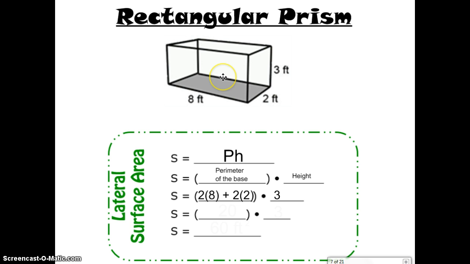So 8 plus 8 is 16. 2 plus 2 is 4. And 16 plus 4 is 20. The height of the prism, or the distance between the two bases, is the 3 here. So we have our times 3. 20 times 3 is 60. We are talking about area. Even though it is a three-dimensional figure, we're talking about surface area. So our surface area is 60 feet squared.